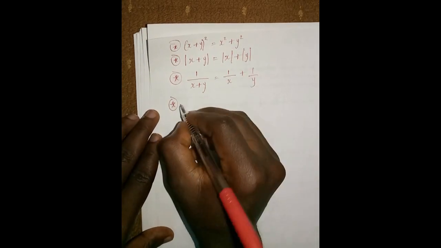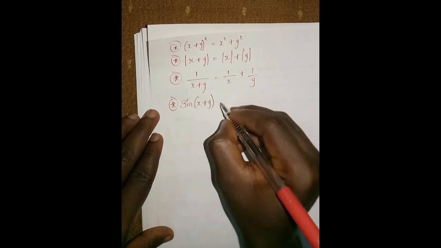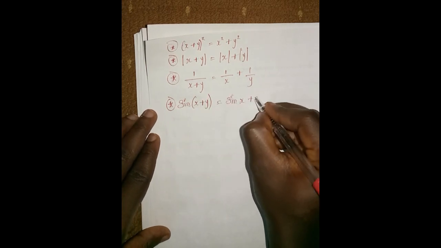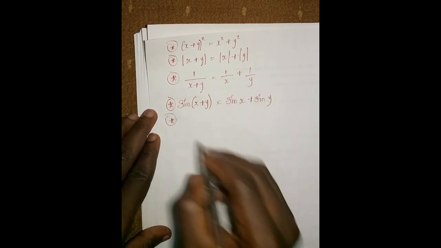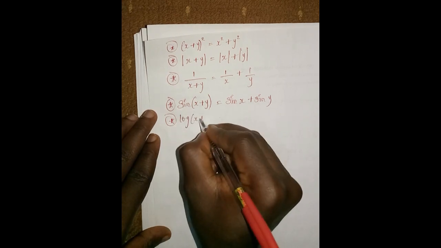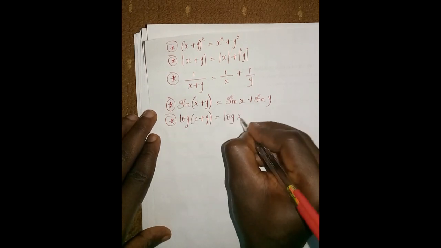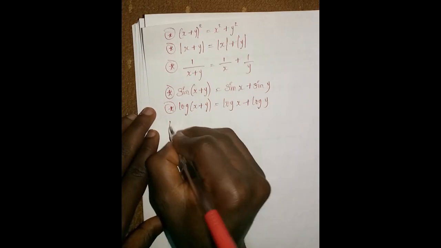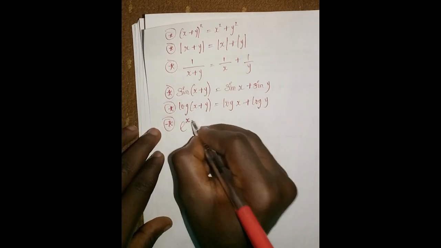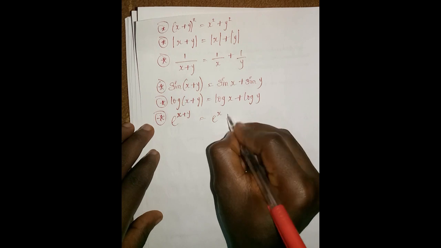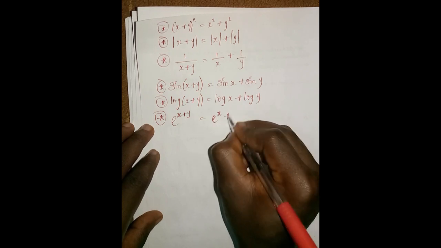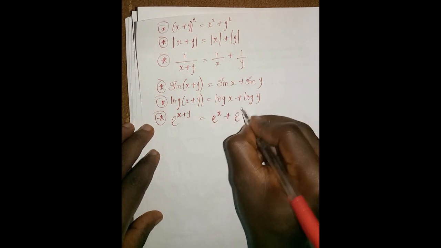Also given a trig function, which is sine(x + y), which we can have as sine x plus sine y. And now the next one, which is our logarithmic function, which is log(x + y), which we know to be log x plus log y. And now our exponential function, which is e raised to the power of (x + y), which is split as e raised to the power of x plus e raised to the power of y.